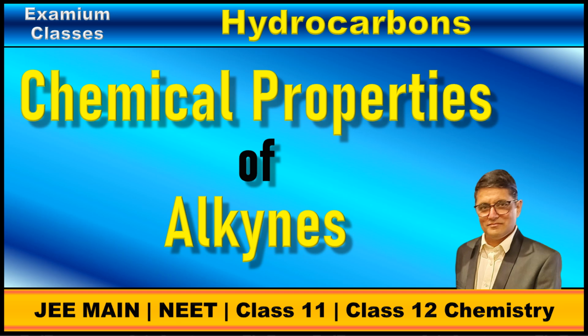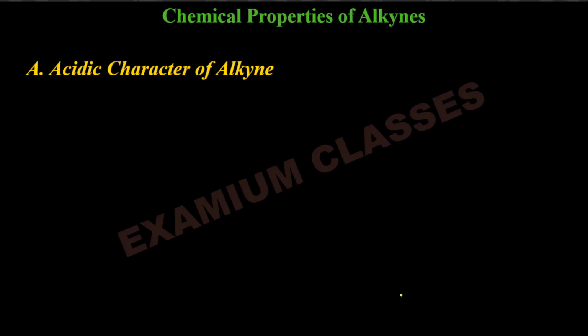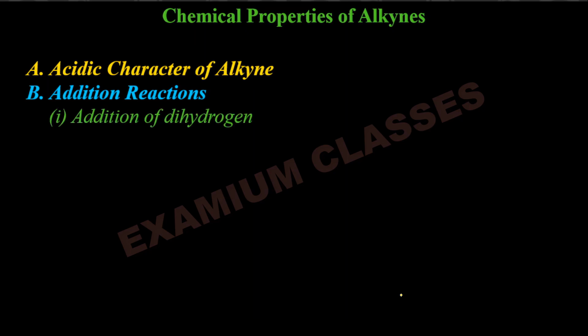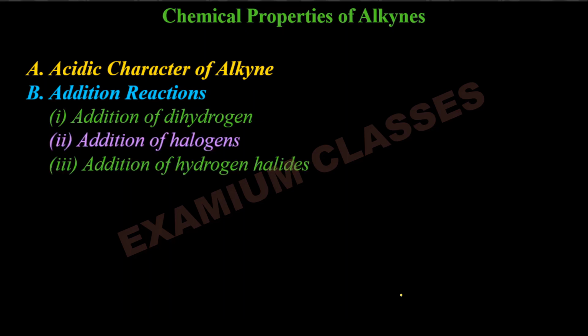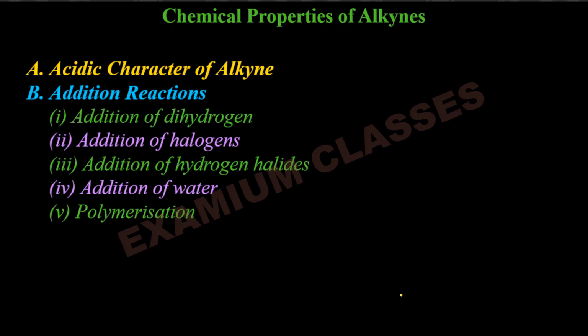Chemical properties of alkynes. There are specific headings, so you need to remember these headings so that you can recall later on. Acidic character of alkynes we will be talking about under chemical properties. Then we will be talking about addition reactions, and within addition reactions there will be 5 major types: addition of dihydrogen, addition of halogens, addition of hydrogen halides, addition of water, and polymerization.